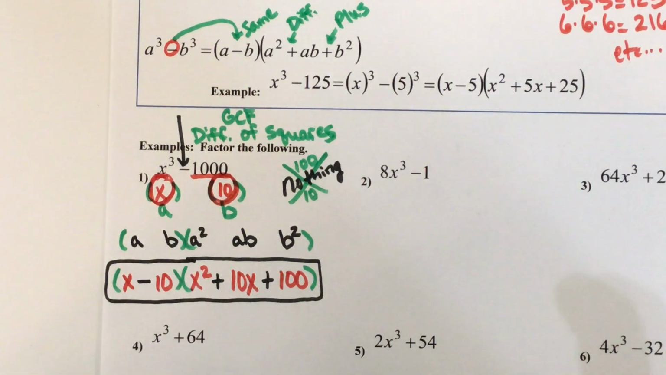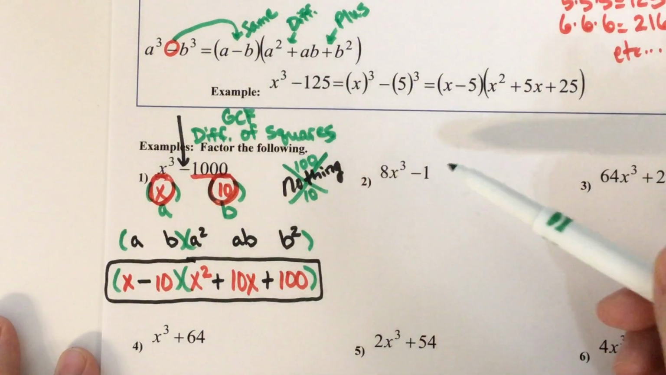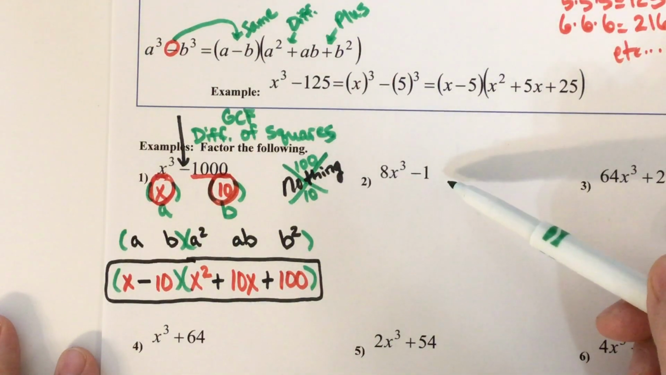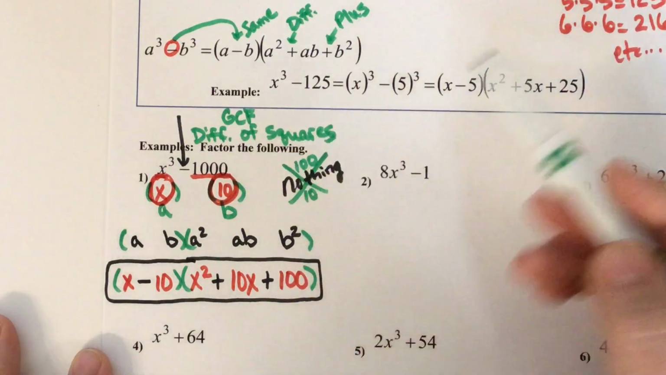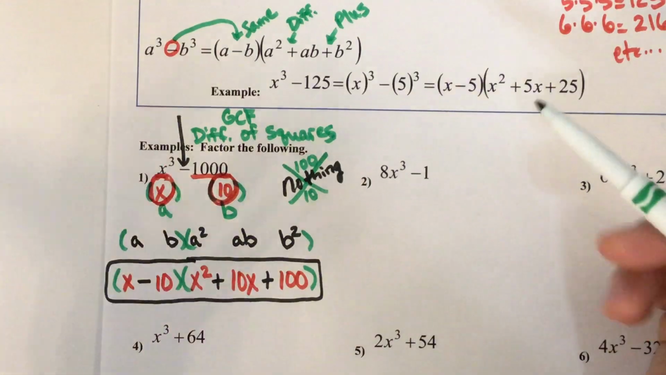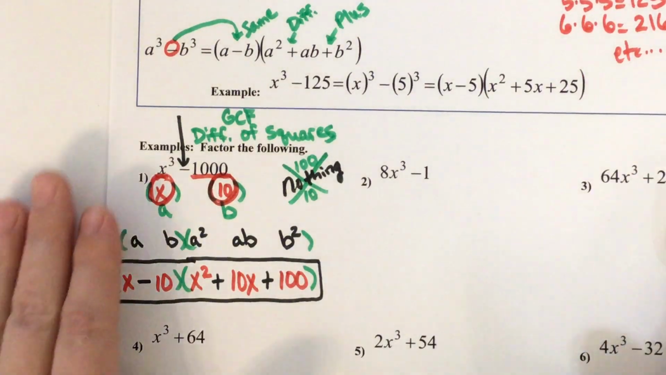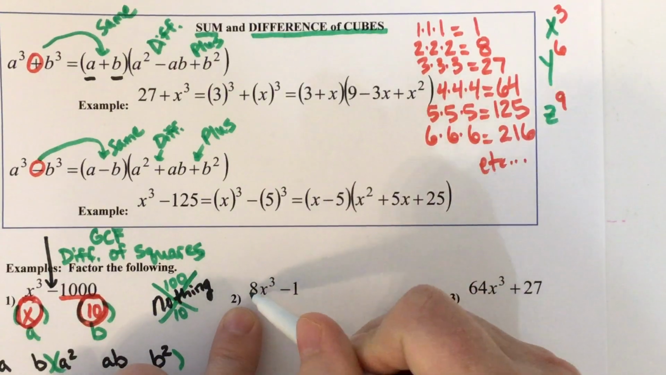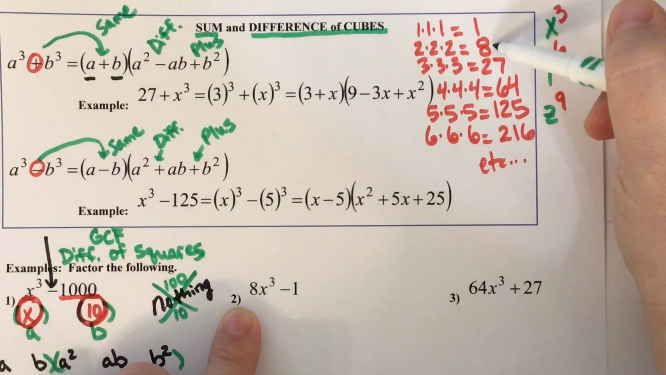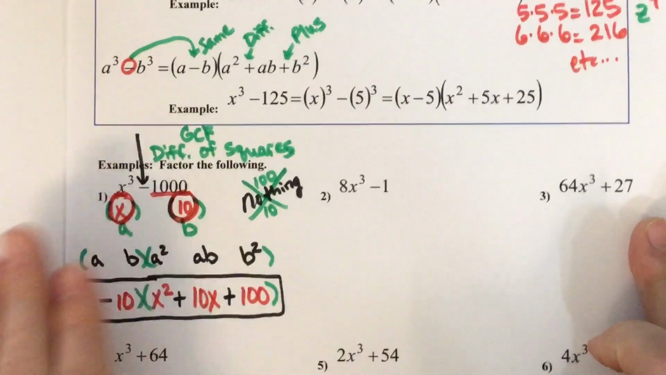Okay, next one. So first I look to see if I have a GCF, but they don't both have x's and nothing can divide into 8 and 1 besides 1. Okay, difference of squares. Not an even exponent, so move on. So let's see if it's a sum or difference of cubes. My exponent's a multiple of 3. 8 and 1 are in my perfect cube list, so I'm good to go.